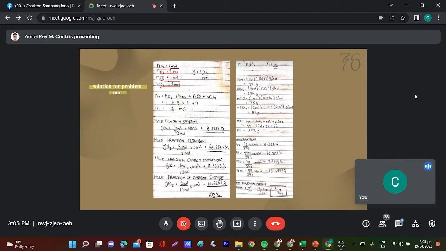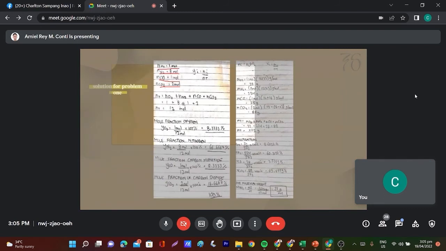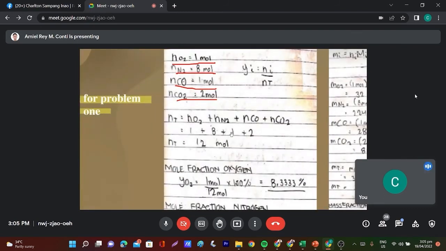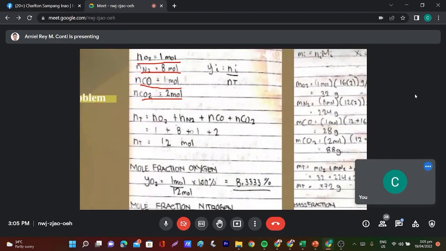Pwede mo bang lakihan yan? Lakihan? Pwede ba? Kaya ba yan? Ayan po. I-focus mo para yan. O, nasan ka ngayon? Kita po ba yung mouse pointer?